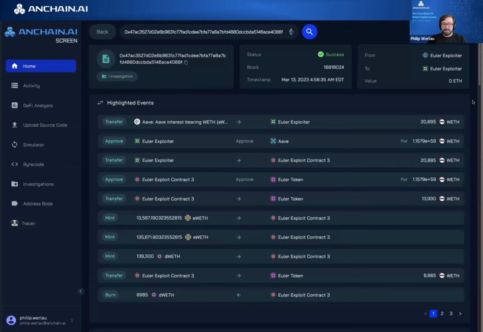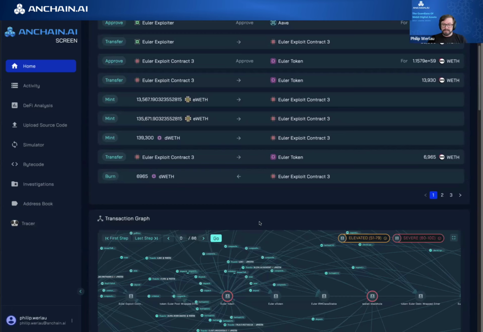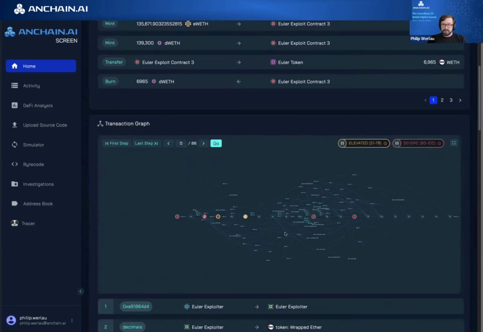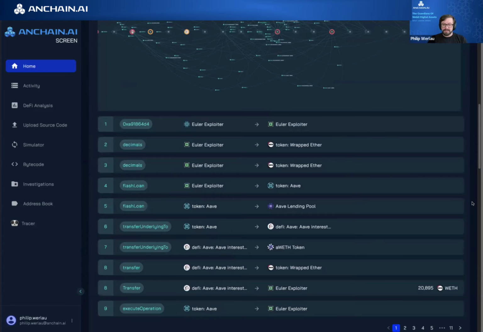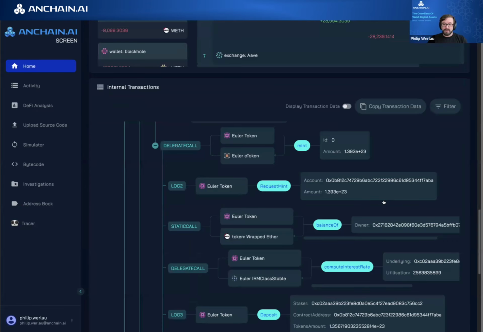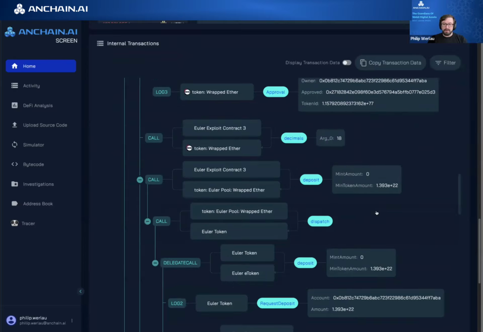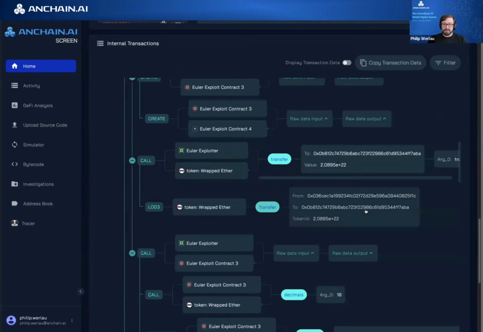And so I've got one of these attack transactions pulled up into screen. And if we scroll down, we can see our transaction graph. So these are all of the internal transactions that are occurring in just this one transaction. And if we scroll down, we can see the entire trace call of what's going on in this attack, all of the internal transactions, all of the functions that are called.